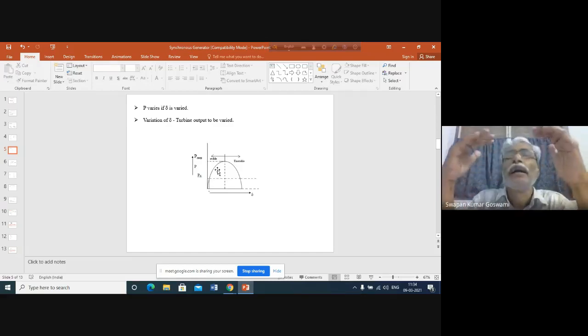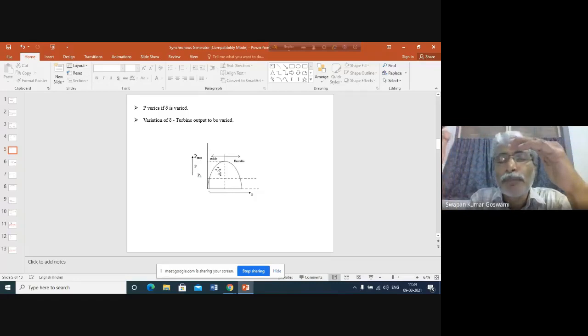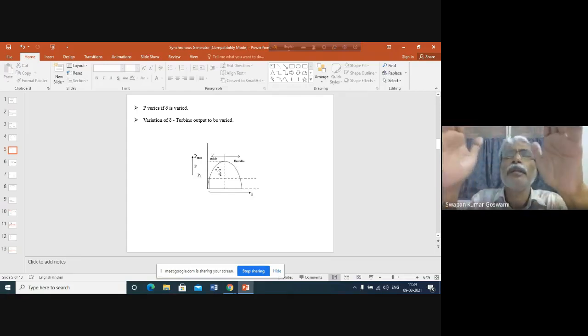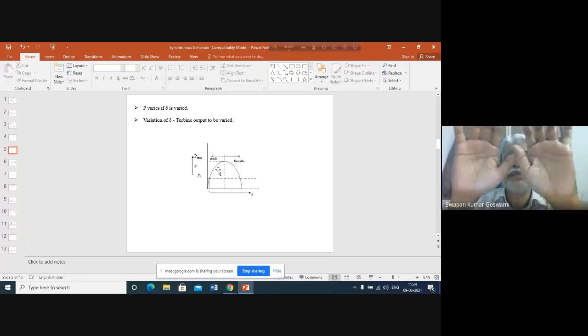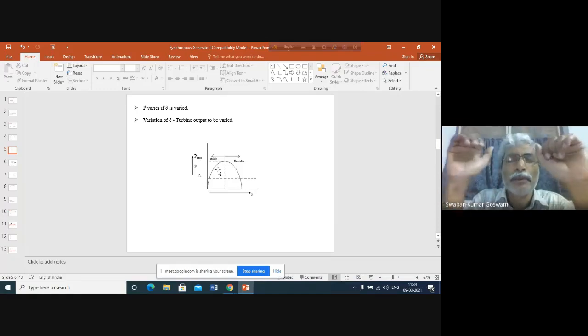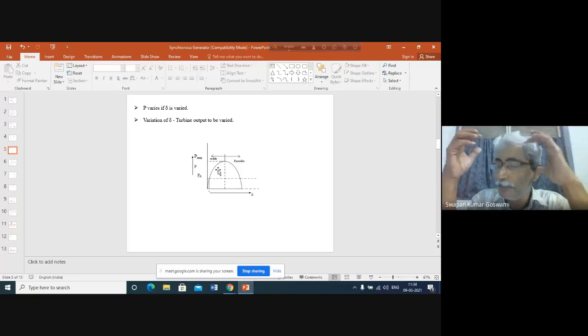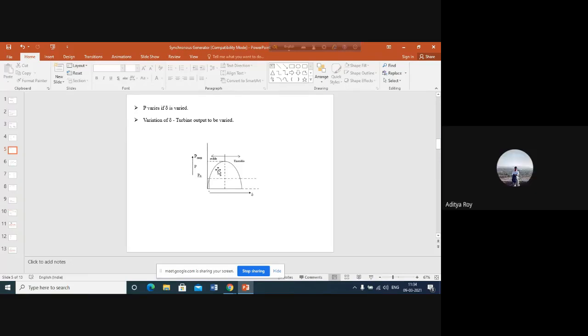But if you do these things every time, if you change the input power by a very small amount, up to which point can you increase the input power? That means where will be the maximum permissible position of the input power line? What will be the location of that? The P max, or delta equal to 90 degrees.